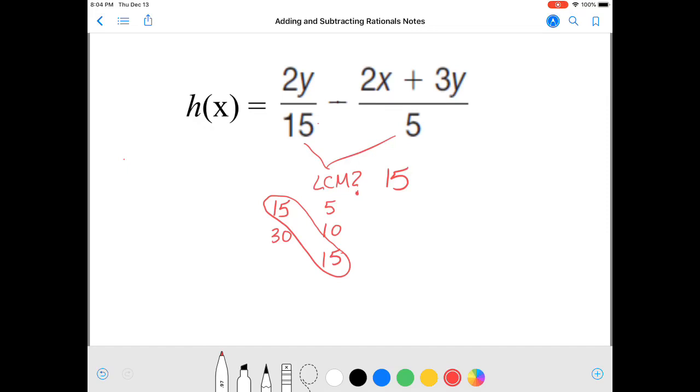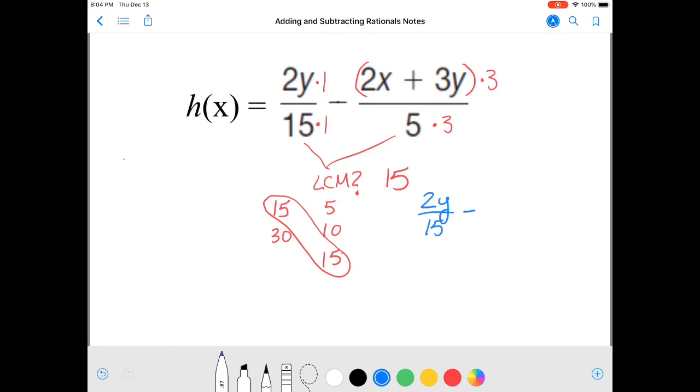Since 15 is already the denominator of our first rational function, we just have to multiply the top and the bottom of that by 1. It's not really necessary, but I'm just doing it here to show you. 5 times 3 is 15, so we have to multiply the denominator and the numerator of the second rational function by 3. So we're going to have 2y over 15. That first rational function doesn't change.